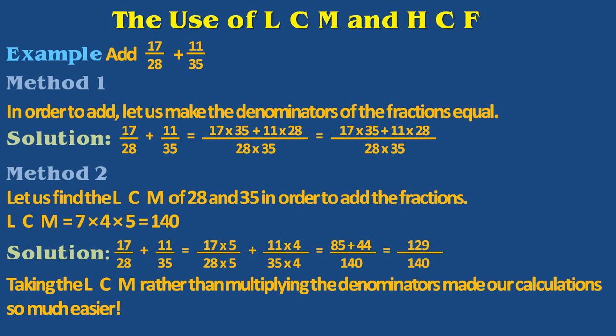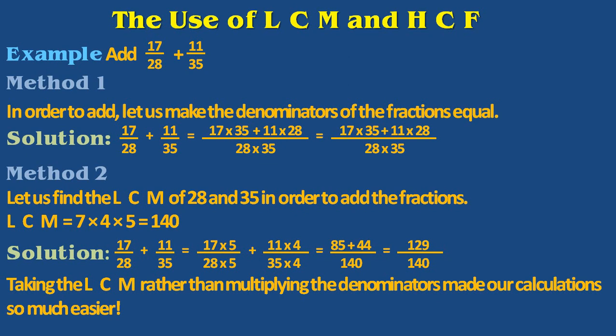As we have seen the use of LCM and HCF in our daily life, now we will use LCM and HCF to solve sums. There are two methods. First I'll explain method 1. For example, if we have to add 17 upon 28 plus 11 upon 35. In this you will see it's a fraction. As we all are aware, a fraction is made up of a numerator and denominator. The number above the division line is the numerator and the number below the division line is the denominator.